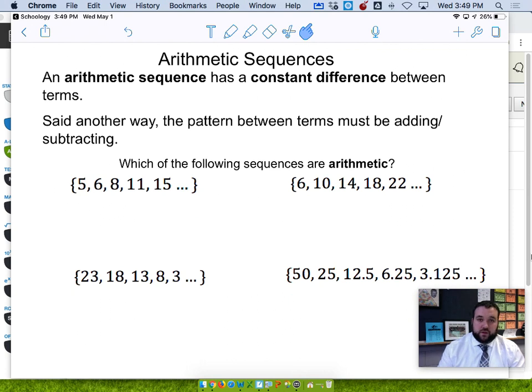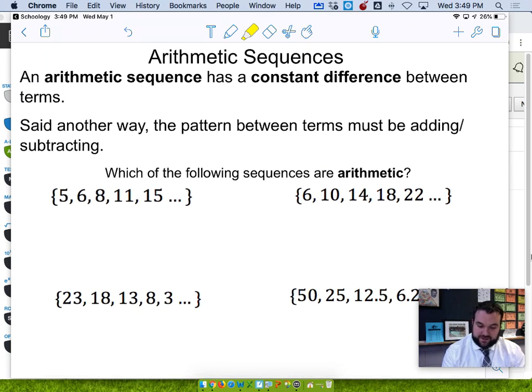Okay, so the one definition for the day is: what is an arithmetic sequence? Actually, there's 2 definitions within this one thing. An arithmetic sequence is defined as a sequence that has a constant difference between terms. That constant difference basically means if you take any term and subtract the previous term, you'll get the same thing every time. Or to say it in a more simplistic way, that's the mathy term, the sequence has a constant difference. It basically means the pattern must be adding or subtracting as you go. And it has to be the same every time.